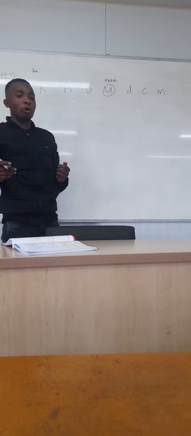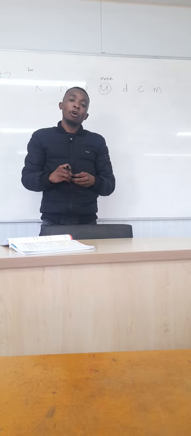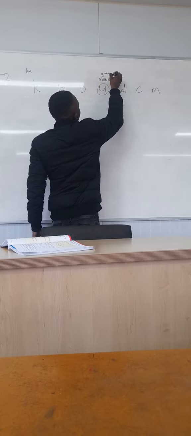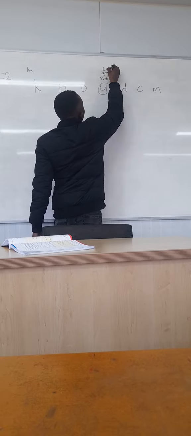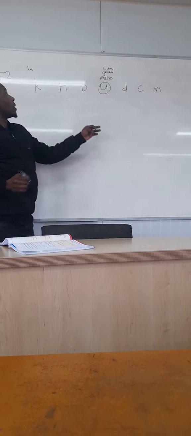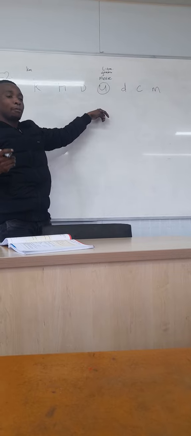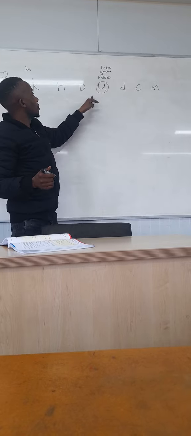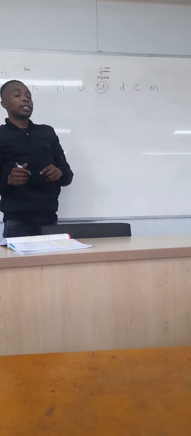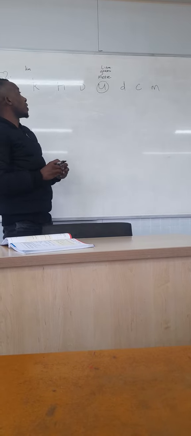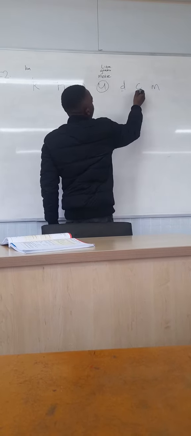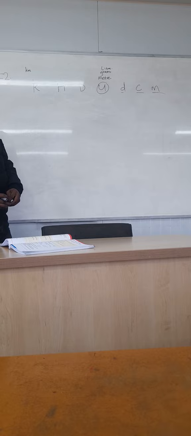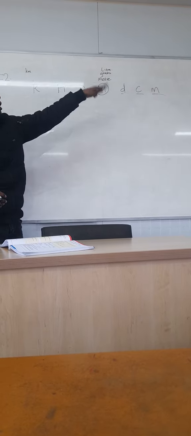So if we were converting the unit of mass, we'd have grams. The capacity is liters. So it depends on what type of units you are converting. So here we are dealing with meters. Meter is the unit of length. So this stands for decimeters, this one centimeters, and milli.